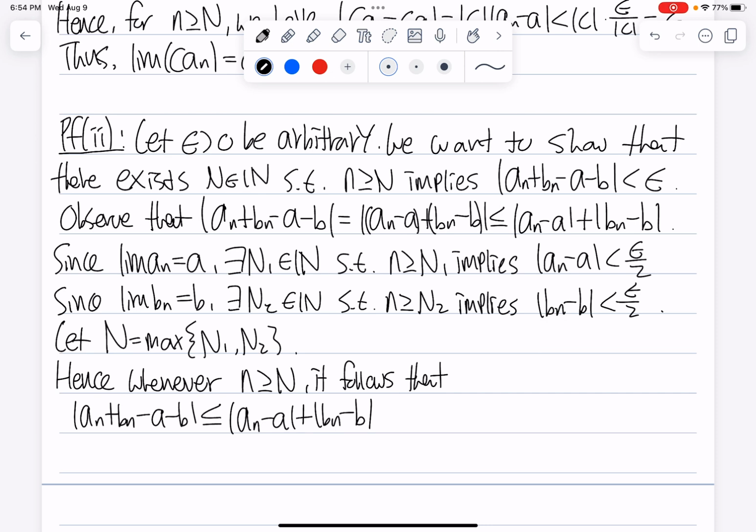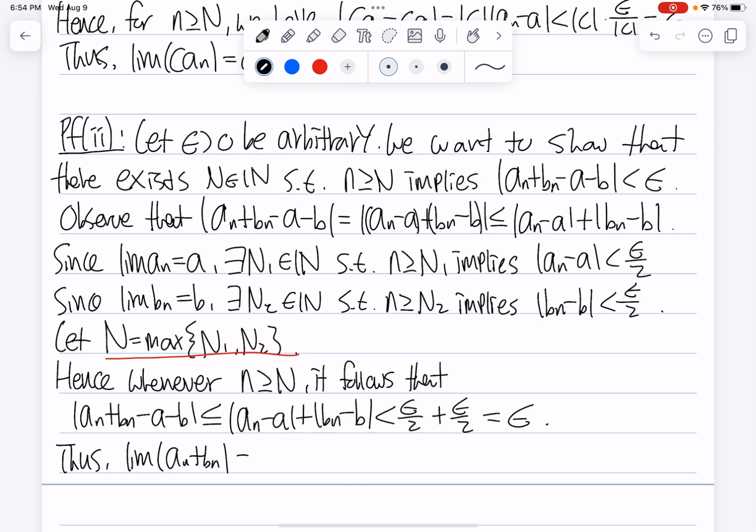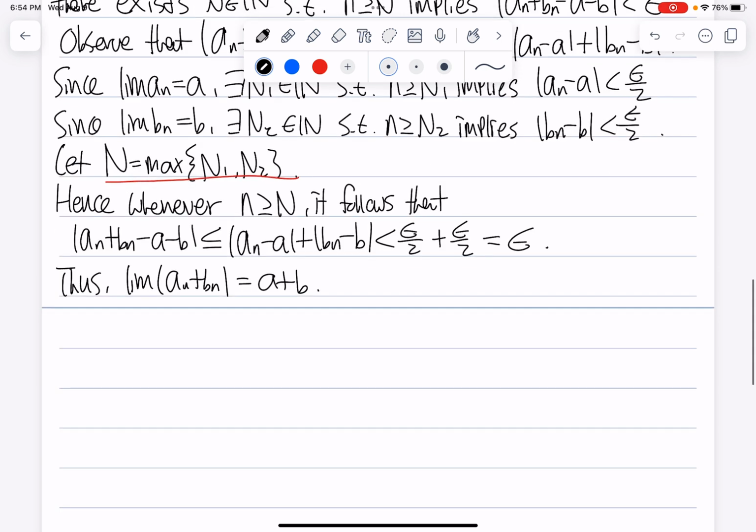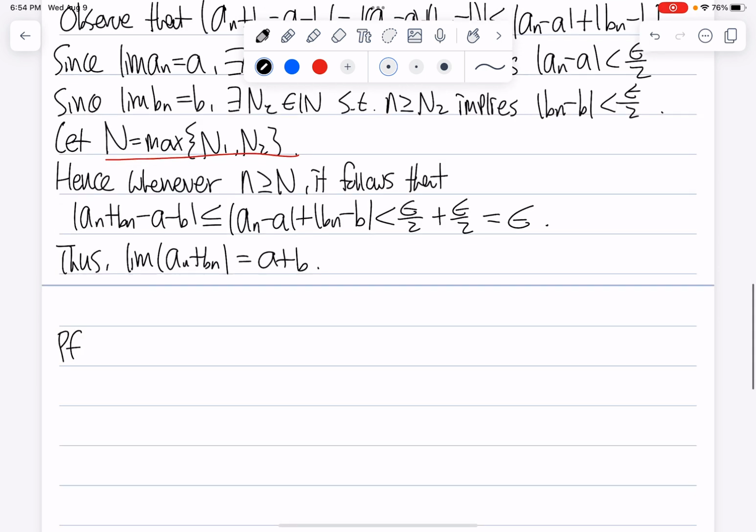But since small n is greater than or equal to the big N, which we chose here, we know that this is less than epsilon over 2 plus epsilon over 2, which is exactly epsilon. Thus, the limit of an + bn equals a + b. So that's the proof of the second one. What about the proof of the third one?